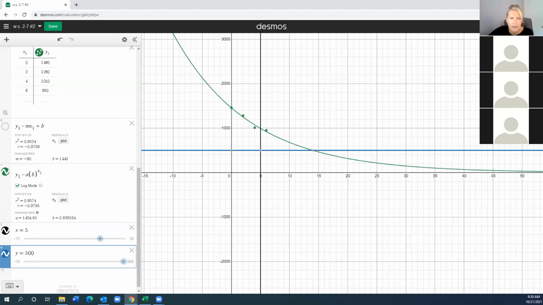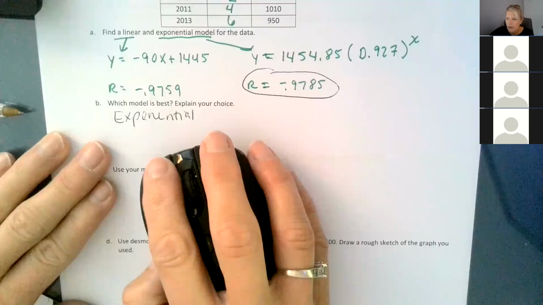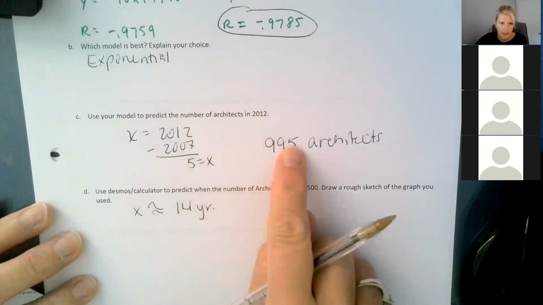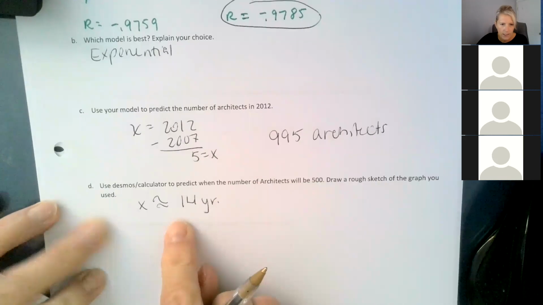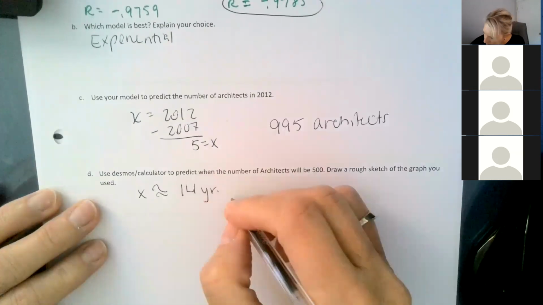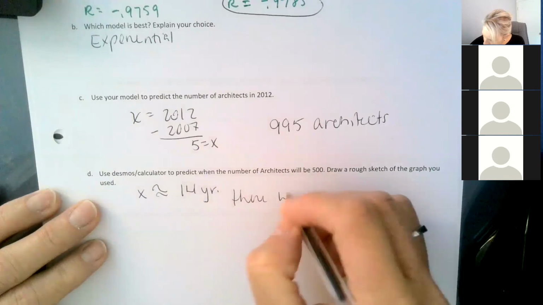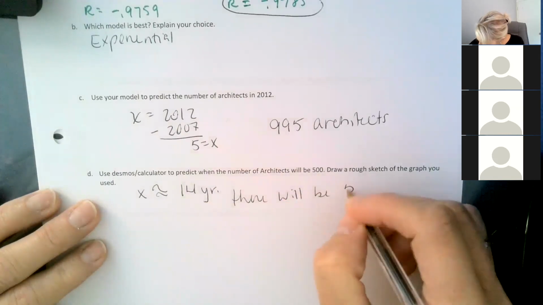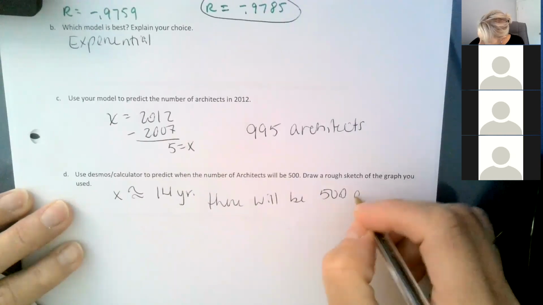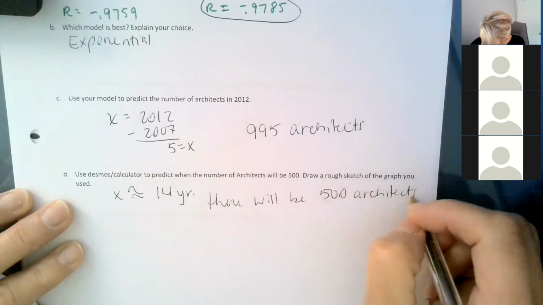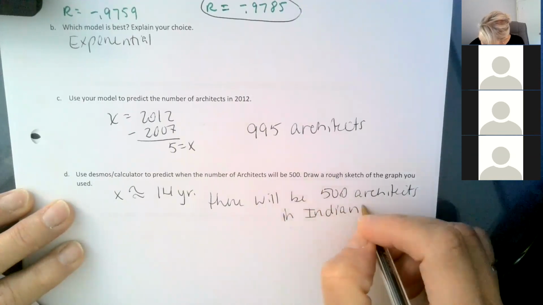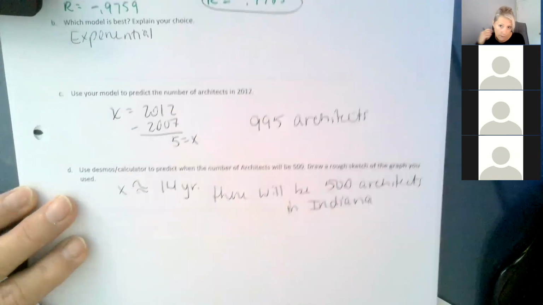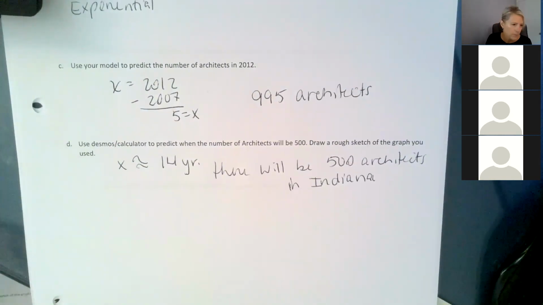Let's go back to my paper here. And you can see that letter C, in 2012, there were approximately 995 architects. Here's approximately year 14. There will be 500 architects. And that's in Indiana, right? We should probably acknowledge that, but it's not here on Earth. It's not in the US. It's in the state of Indiana. That's what they're predicting.